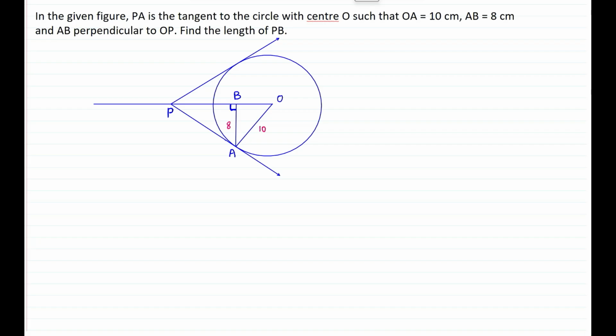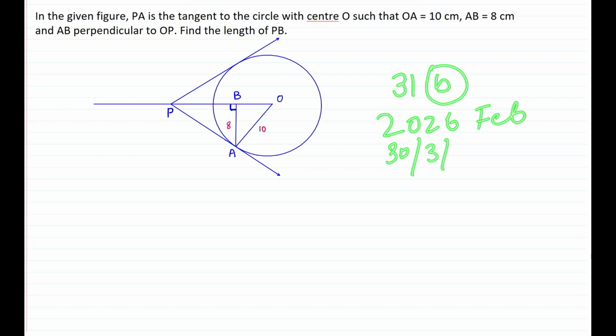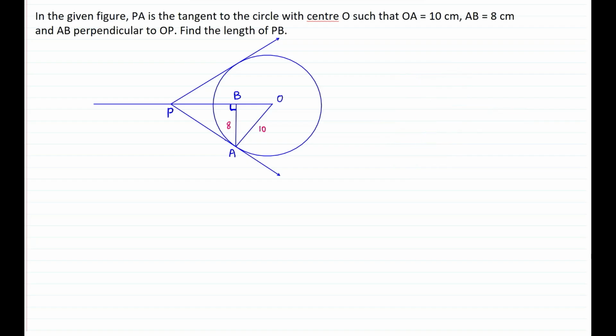This has come as a 3 marks question in 31B as a choice question, in February 2026. The set is Set 1 of 33-1, and this question has been asked in the Chennai region. Now let's go about solving this.